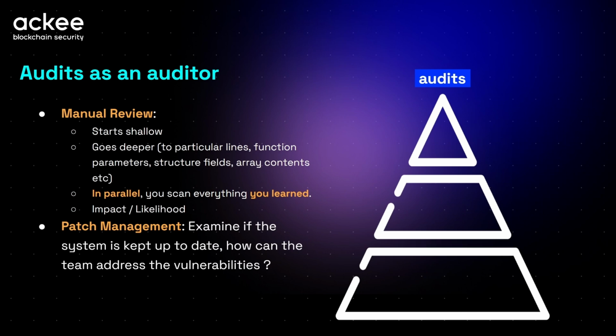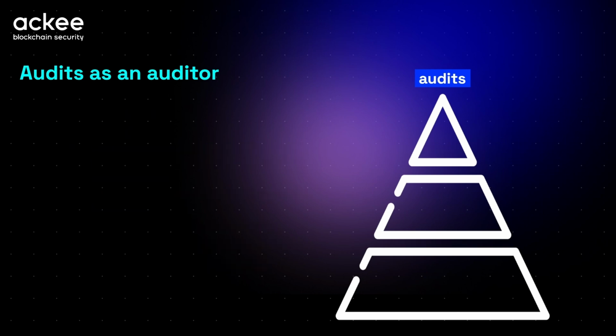Then what is the patch management? Examine if the system is kept up to date, for example. How can the team address the vulnerabilities you send them regarding the manual review or regarding the architecture, regarding the off-chain components? So these are all important steps in the great auditing. But there are also steps to keep in mind.